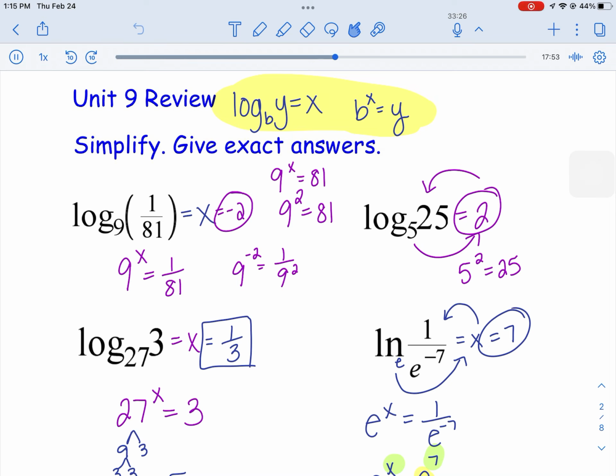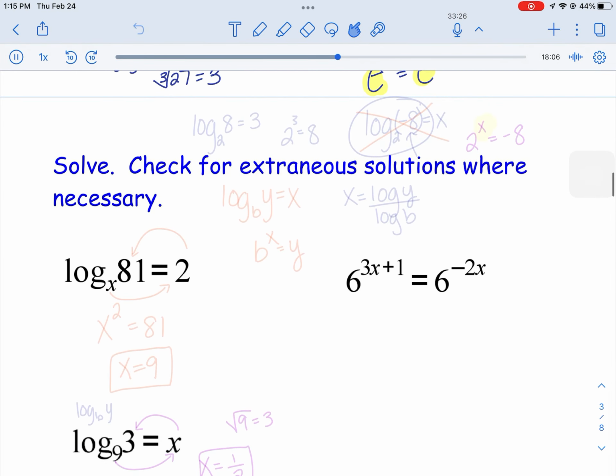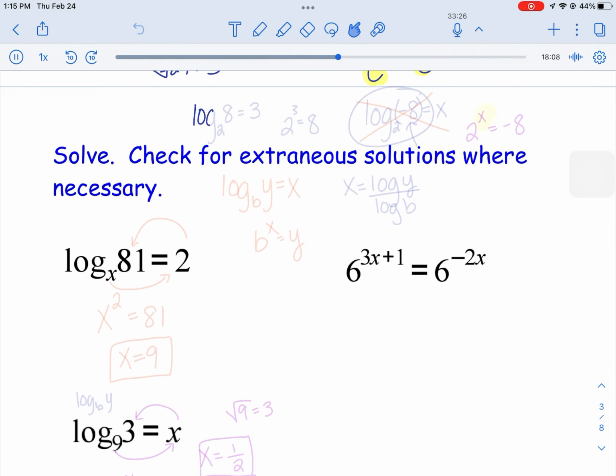Okay, so solve, and check for extraneous solutions when necessary. Extraneous solutions exist because you can't evaluate a log of a negative number. And this is why you can't do that. So if I said log base 2 of 8 equals 3, because I know that 2 cubed equals 8, right?